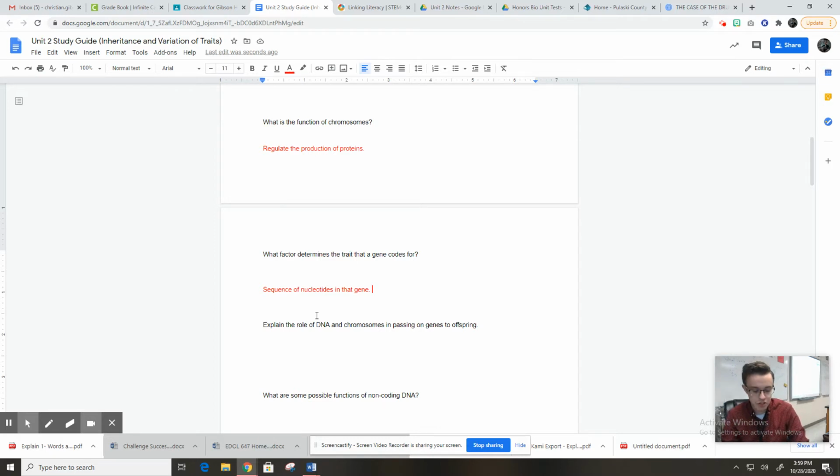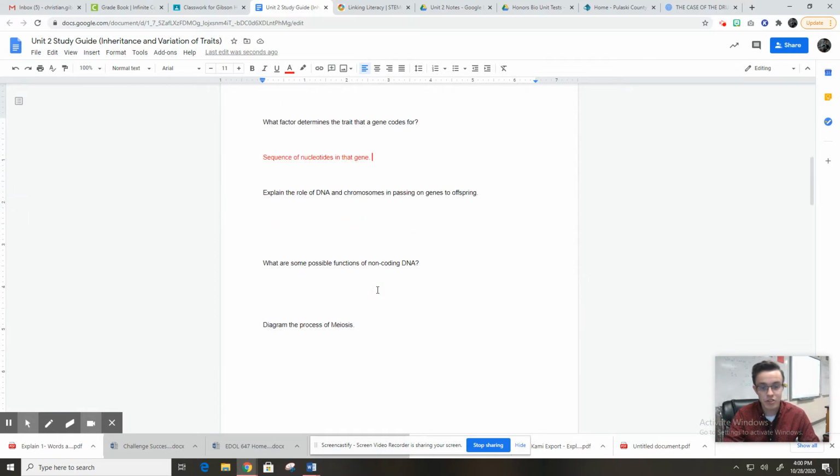Okay, so if a gene is a recipe in the cookbook of your DNA, it's a recipe for one protein. The steps, the sequence of how to make that protein, is found in the instructions in the recipe, which in this case is the sequence of those letters, the sequence of nucleotides. Okay, if you want to change the protein, you change those letters.